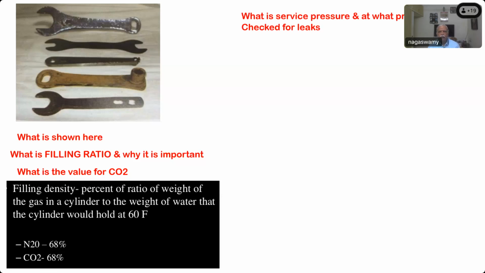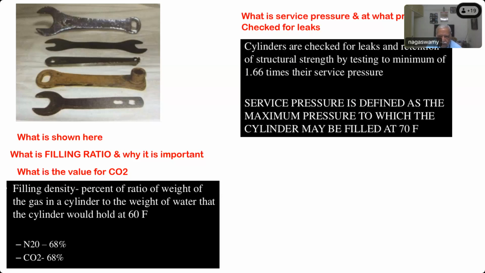What is service pressure and at what pressure are cylinders checked for leaks? It's another question commonly asked about cylinders. Service pressure is the pressure at which the cylinders are filled. It is defined as the maximum pressure to which the cylinder may be filled at 70 degrees Fahrenheit. The structural strength should be tested at 1.60 times the service pressure. For example, if you are filling oxygen, the maximum pressure at which you can fill it is 2200 psi. That is called the service pressure. But the cylinder should be able to withstand pressures 1.60 times more than 2200. That is what is called the check pressure for leaks.